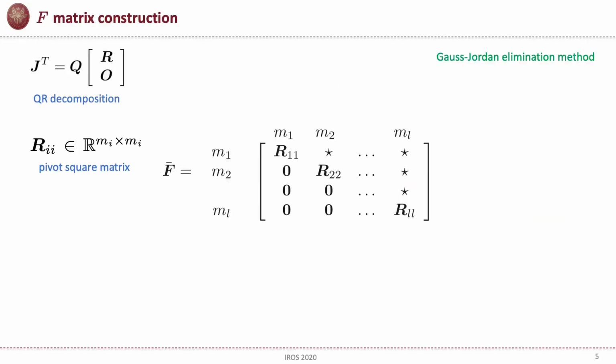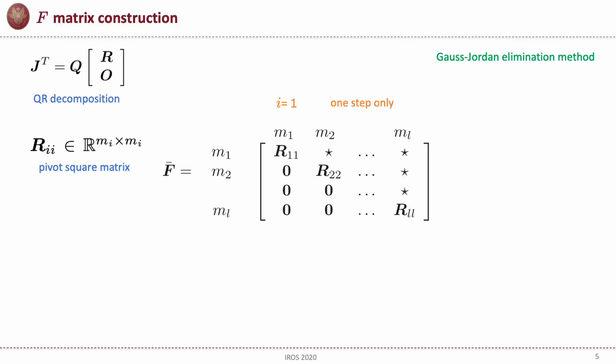TPM is a square matrix to be computed in a specific way to impose the desired task priority. The key tool of TPM calculation is to use the Gauss-Jordan elimination method, considering the pivot matrix R_ii for each corresponding desired task. The QR decomposition of the transpose of the augmented task Jacobian is the first step to compute the F matrix. The operations for computing the TPM are applied in place. Therefore, we consider the temporary matrix bar F initialized to R.